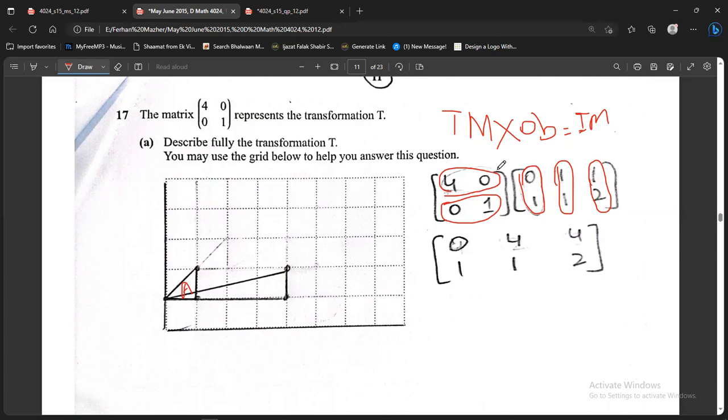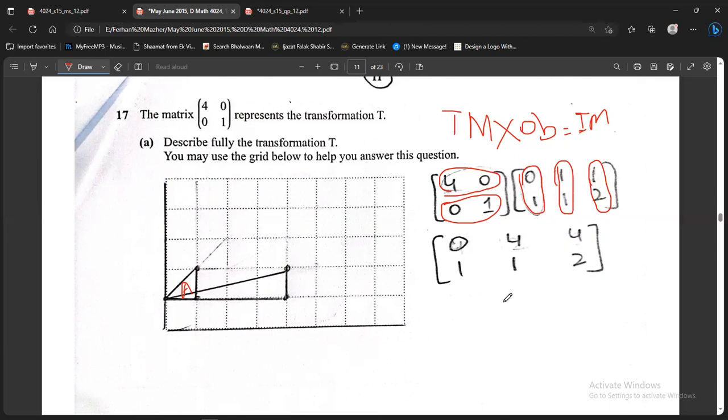So 0 plus 0, that will be 0. 4 plus 0, that will be 4. 4 plus 0 will be 4. Now this row will multiply. 0 plus 1, that will be 1. 0 plus 1, that will be 1. 0 plus 2, that will be 2. So these are the coordinates of the image.